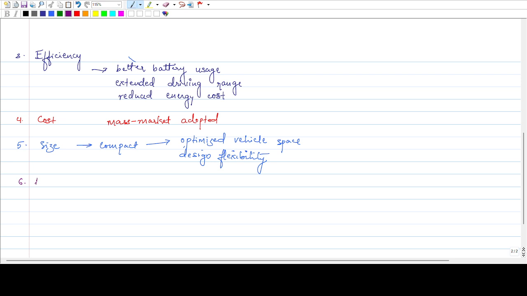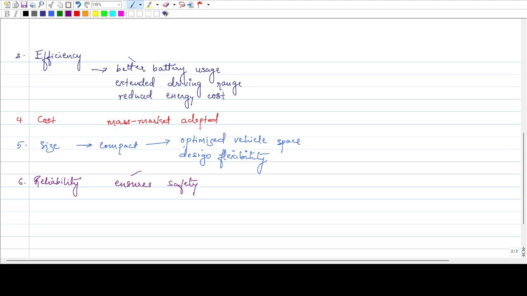We all know the definition of reliability, how dependent you can be on a particular motor. So it is the ability to perform consistently over time without any failure. That is what reliability actually means. It ensures safety. That is the first thing.